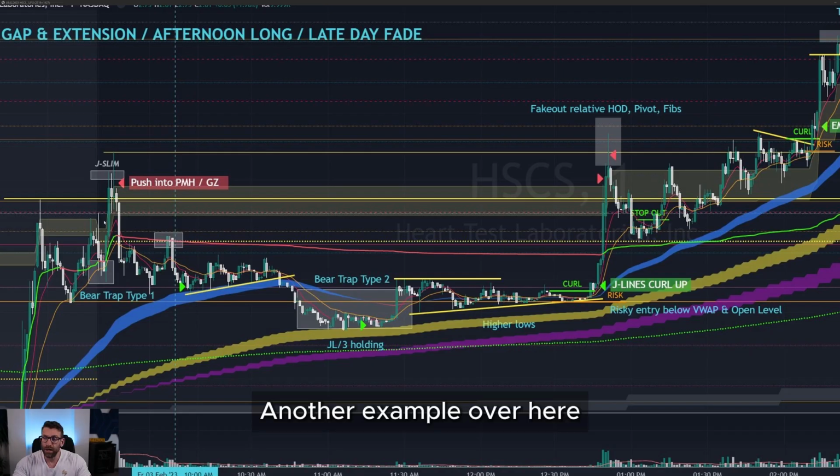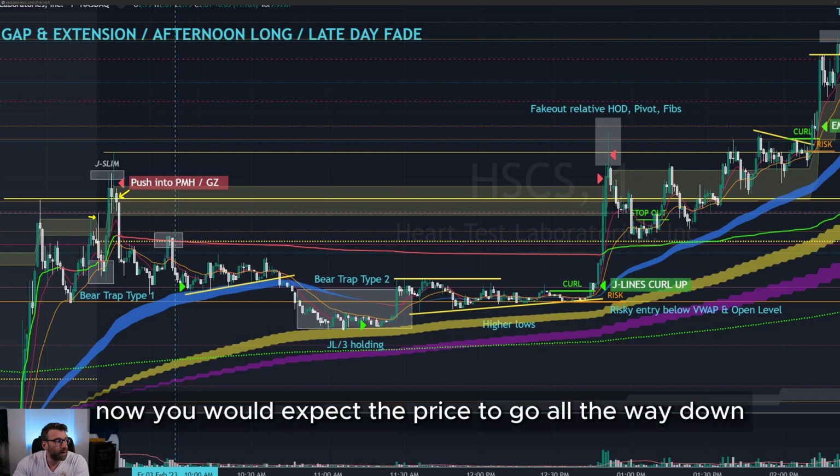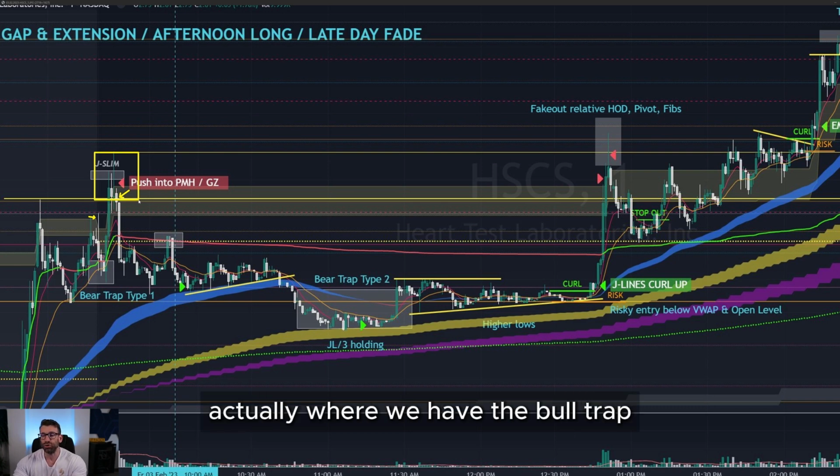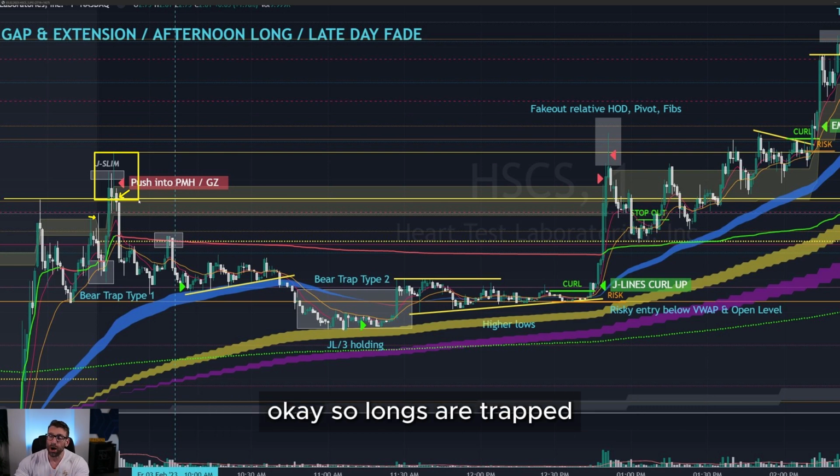Another example over here. So we can see in the morning we have our gap, pop and fail. It breaks the pre-market high, and then we have a secondary fail. Now you would expect the price to go all the way down because this is the level actually where we have the bull trap, okay? So longs are trapped. We will see the stock over here fading.